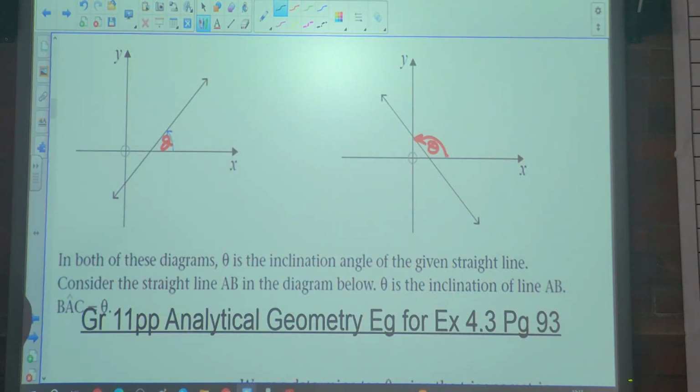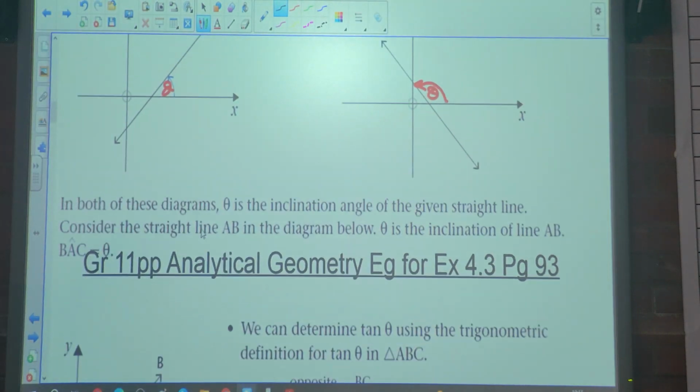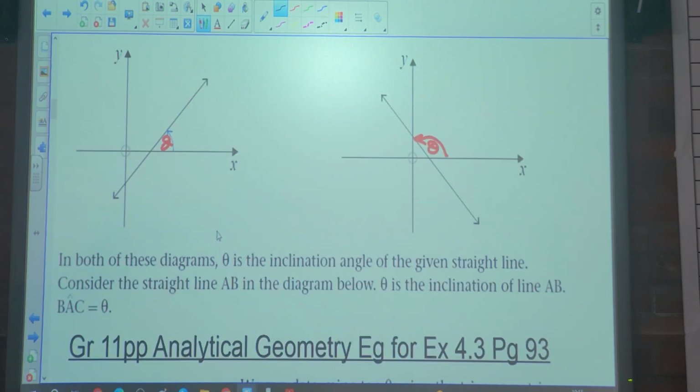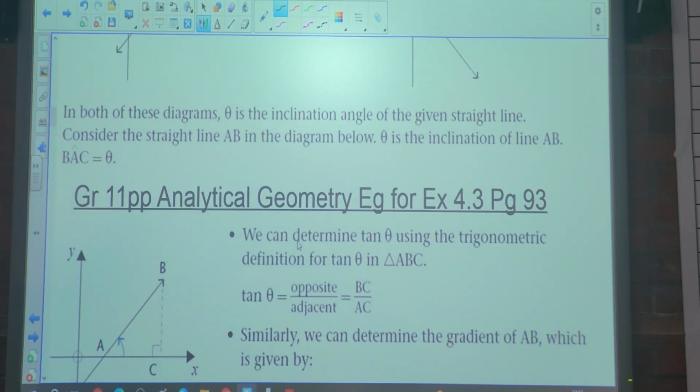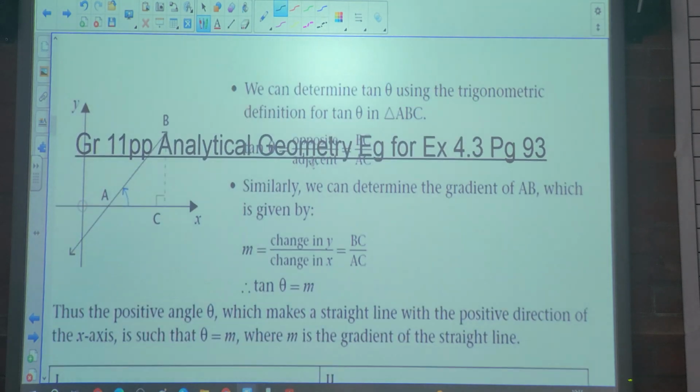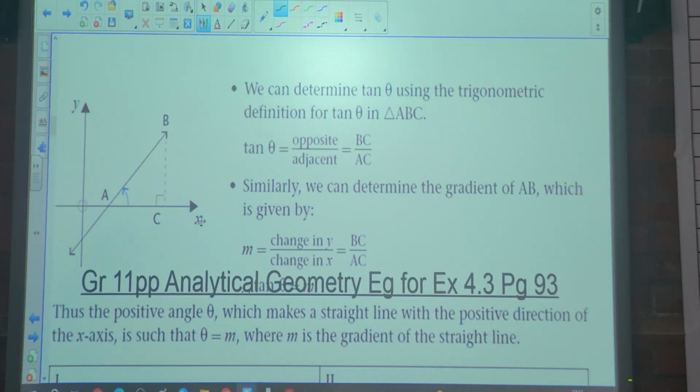Okay. So here we are told in both of these diagrams, theta is the inclination angle. Consider the straight line AB in the diagram below. Theta is the inclination of AB, angle BAC. Okay, so that's exactly what is said.